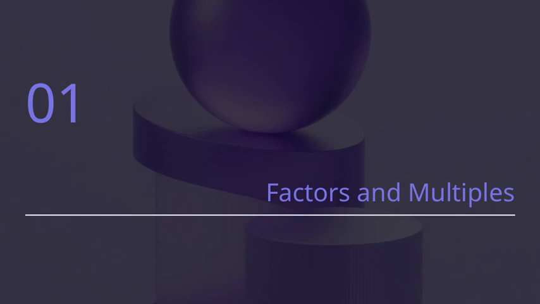Let's take a closer look at factors and multiples. Factors are the numbers that divide into a given number exactly, without leaving a remainder. For example, factors of 12 include 1, 2, 3, 4, 6, and 12. Recognizing factors helps us understand the building blocks of numbers and their relationships. On the other hand, multiples are the numbers we get when we multiply a number by an integer. So, multiples of 3 are 3, 6, 9, 12, and so on.